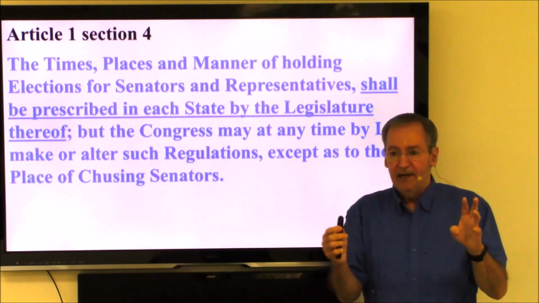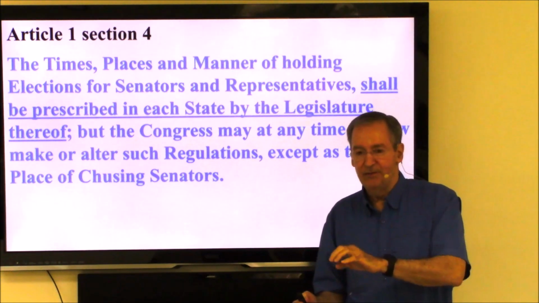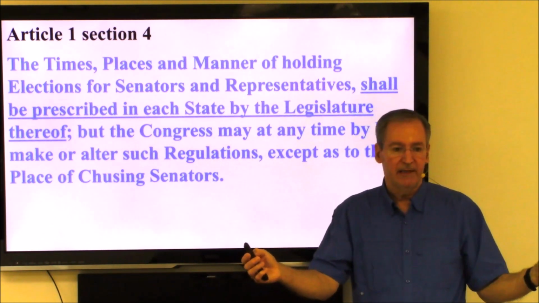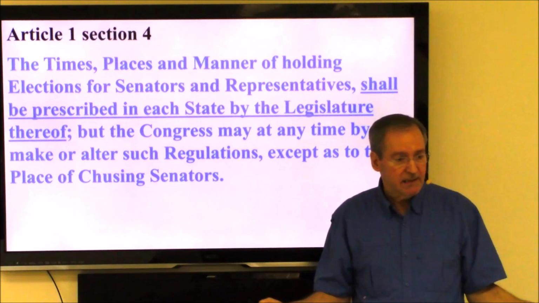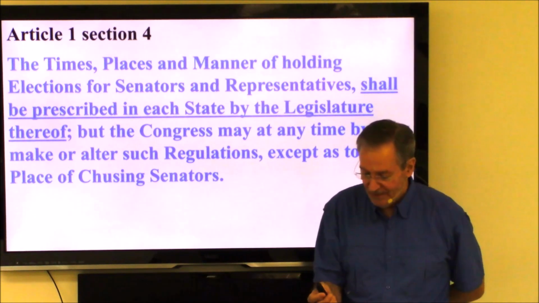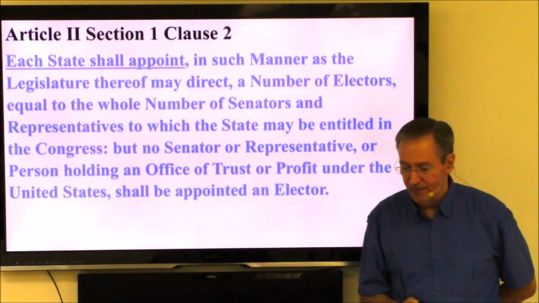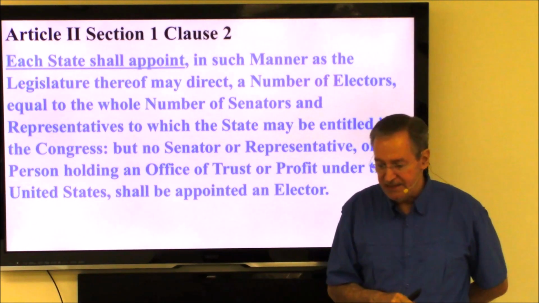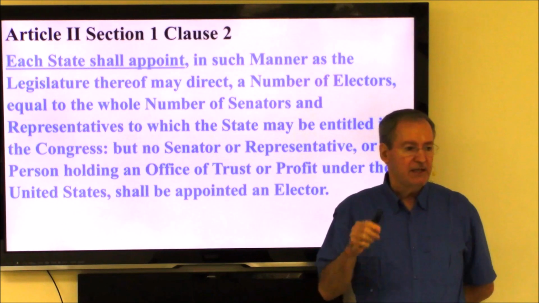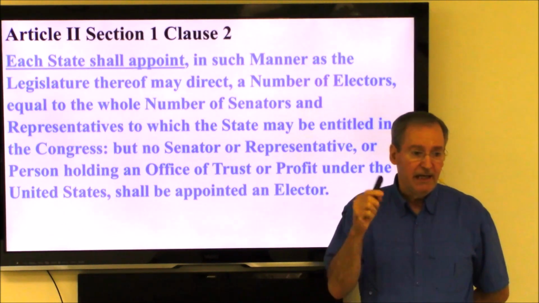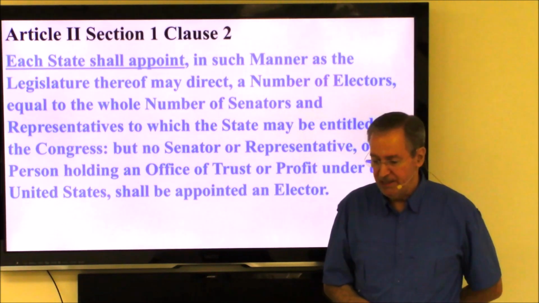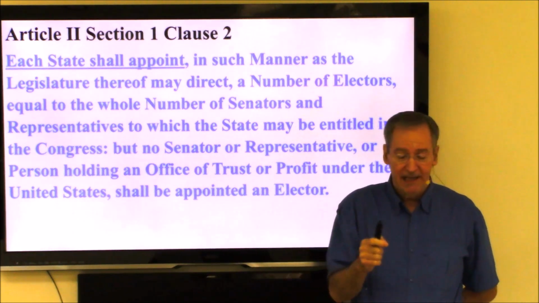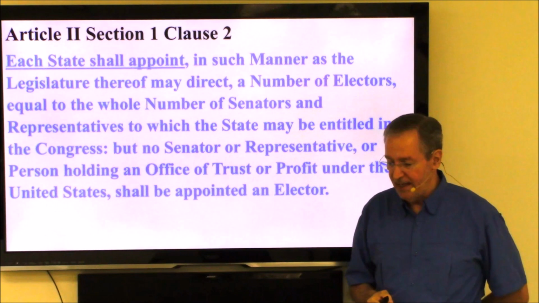So anyway, we're not following the Constitution when it comes to these things, and who are the only people who can make the difference in that? It's us. We have to pressure our elected officials and vote in the right ones. Section 2, Article 1, Clause 2: Each state shall appoint, in such manner as the legislature of that state may direct, a number of electors.